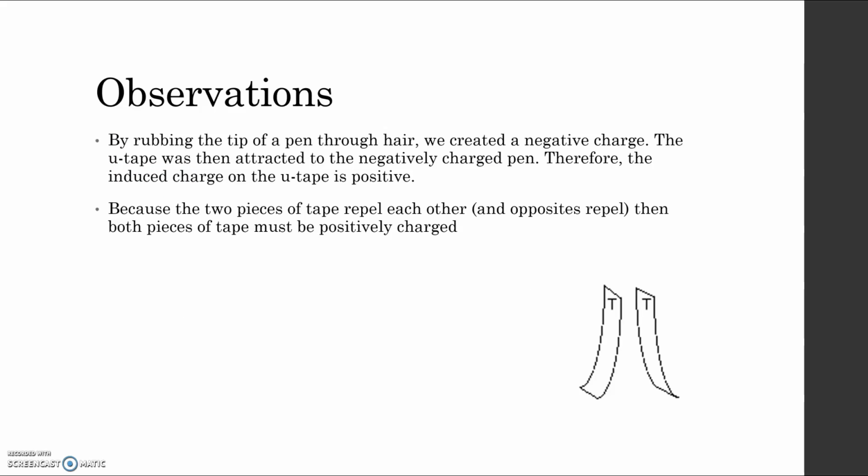We started by making two observations. By rubbing the tip of a pen through hair, we created a negative charge on the tip of the pen. The U-tape was then attracted to the negatively charged pen when placed near the pen. Therefore, the induced charge on the U-tape must be positive.